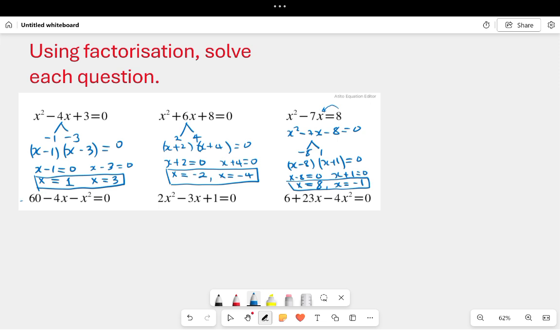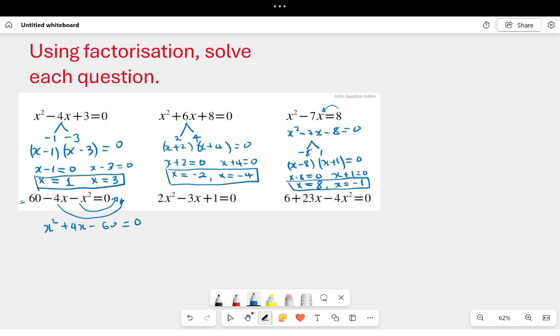This one here is about reorganizing the quadratic equation such that we begin with x squared. The easiest way I'm going to do this is to move x squared to the other side of the equal sign, as well as -4x as well as 60. So doing it that way, I'm going to have positive x squared plus 4x minus 60 equal to 0.